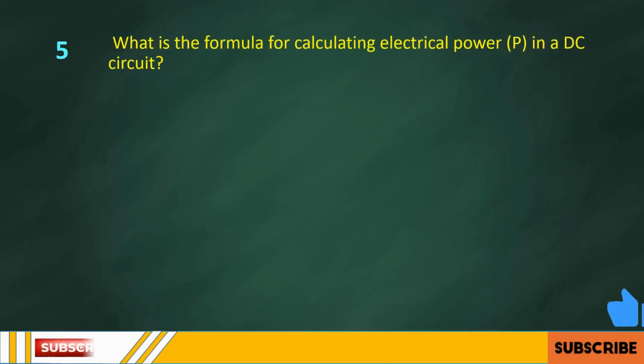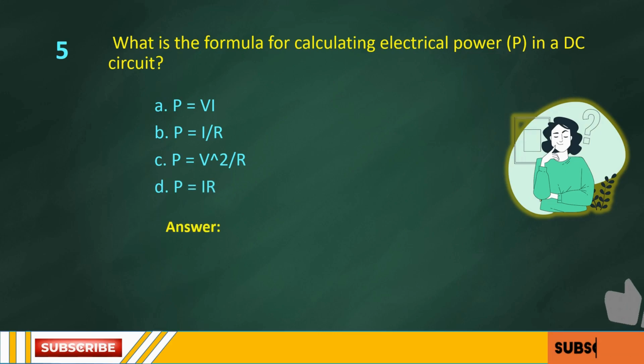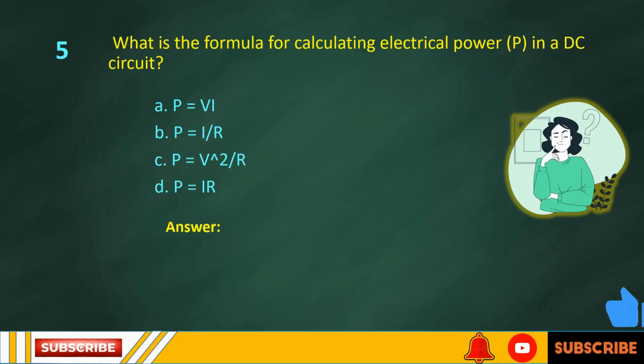What is the formula for calculating electrical power, P, in a DC circuit? A. P equals VI. B. P equals I/R. C. P equals V^2/R. D. P equals I*R. Answer is C. P equals V^2/R.